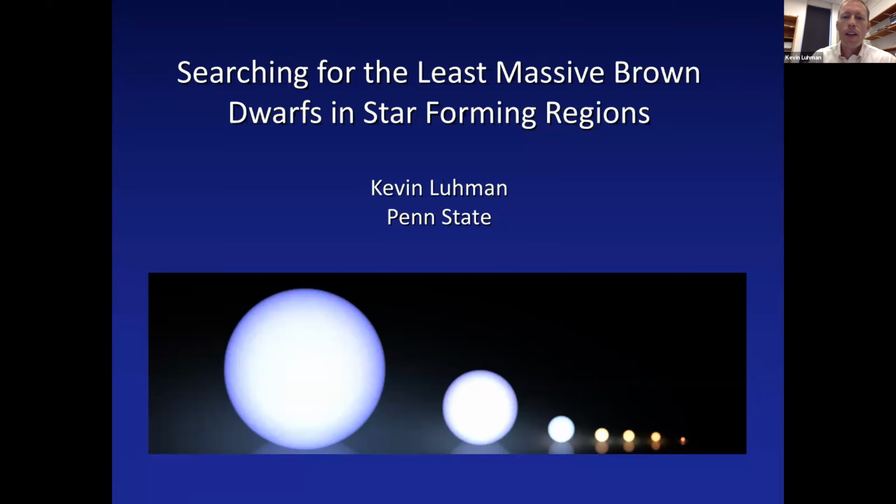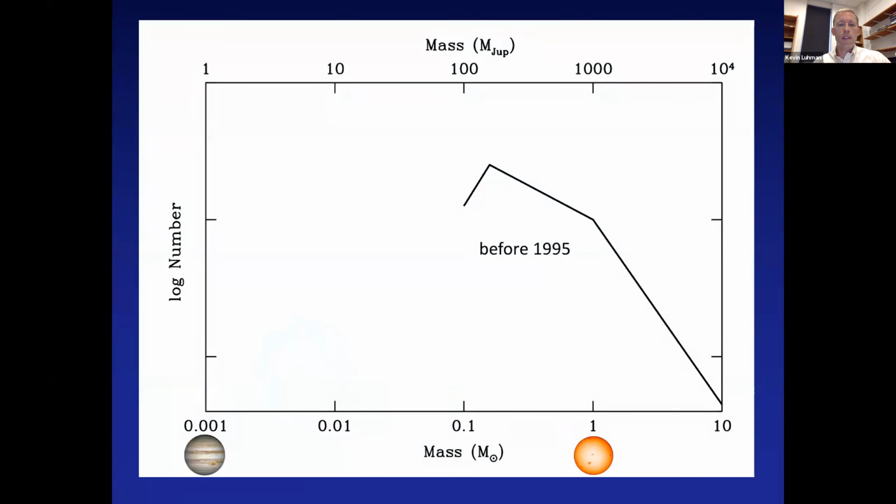Okay, thanks. So today I'd like to discuss some of the work that I've done searching for low mass brown dwarfs in nearby star forming regions. Here's a schematic of the IMF as of 1995. This shows mass in units of solar masses at the bottom and Jupiter masses along the top. And then, as all of you know, in 1995, the first brown dwarfs were discovered, and that enabled brown dwarfs to be found in large enough numbers eventually for their mass function to begin to be measured.